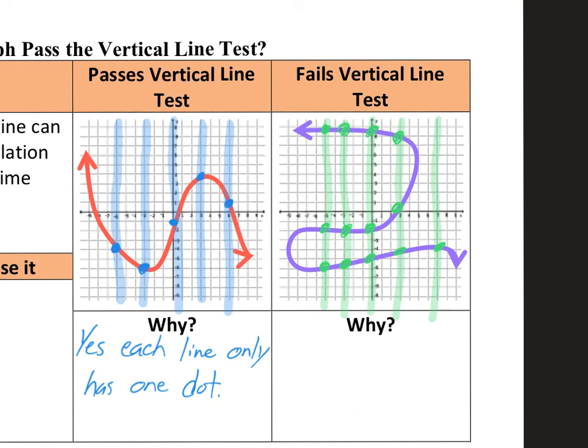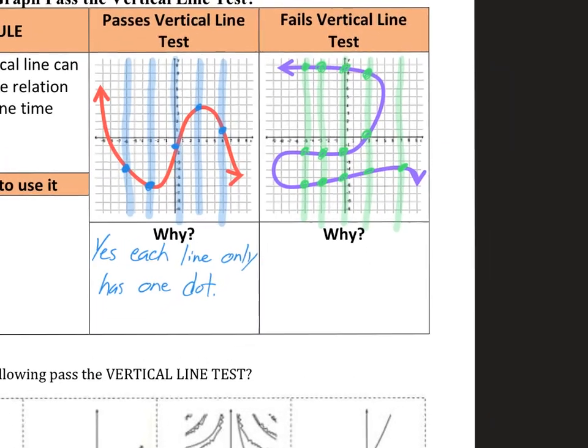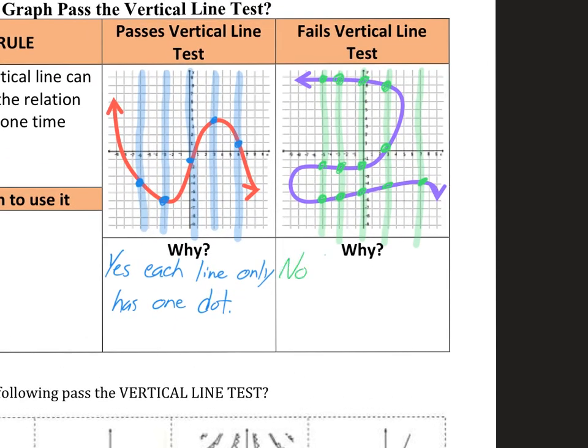Okay, so does it pass the vertical line test, or does it fail? Well, looking at this, the first line has 3, the second line has 3, the third line has 3, the fourth line has 3. This last one has 1. So does that mean that it passes or it fails? Well, it fails. So I'm going to say no, because some of the lines have 3 dots. It does not matter if one of the lines does not. If any line has more than one spot where it crosses your graph, then it automatically fails.